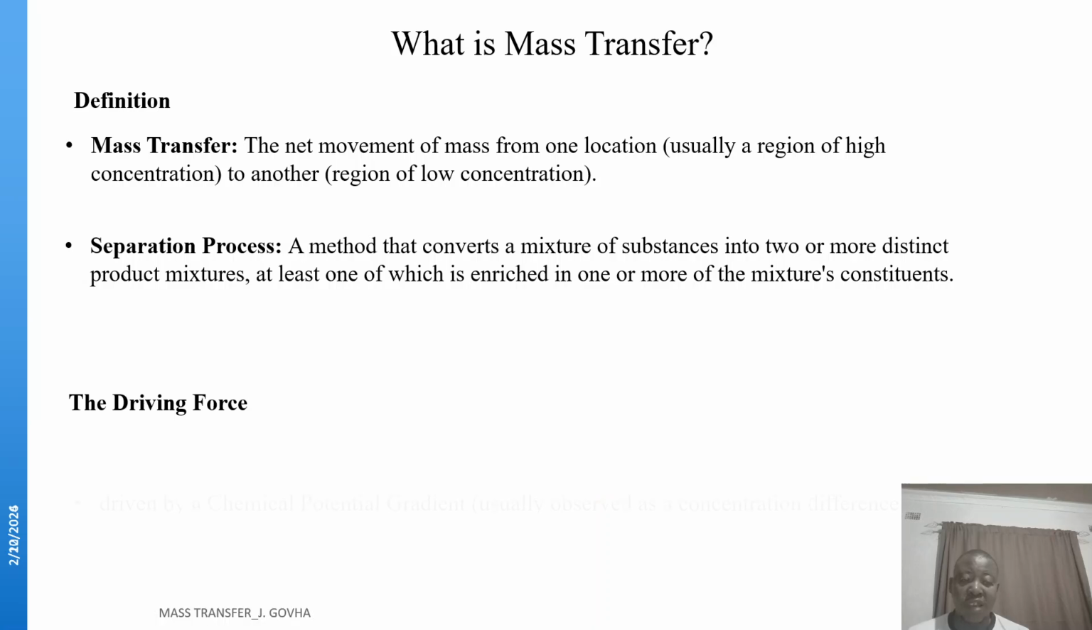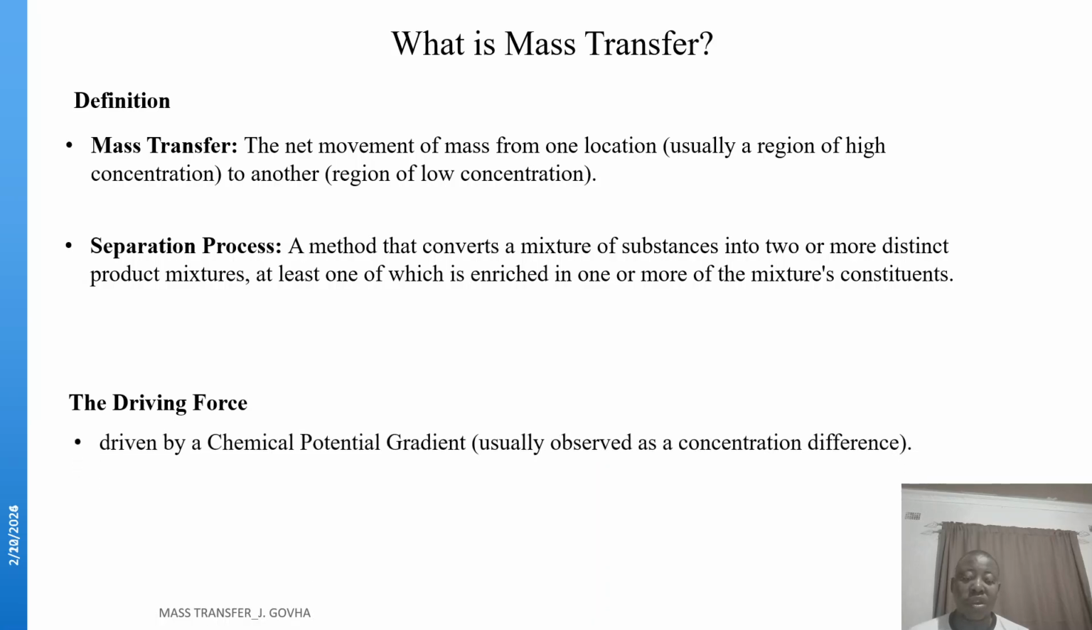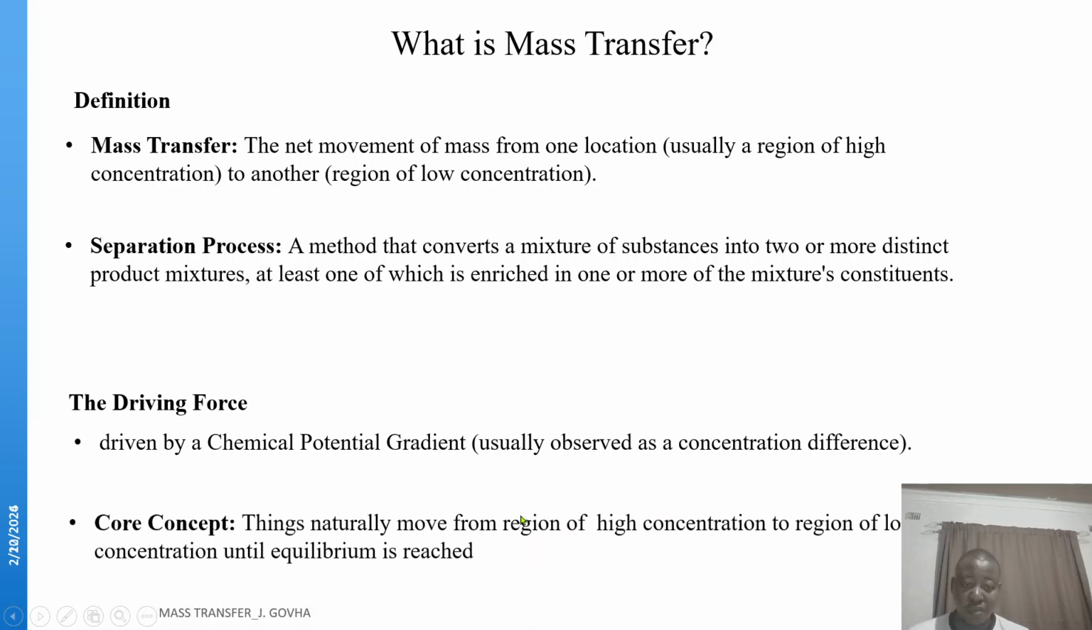So, what drives this mass transfer? We need a chemical potential gradient, and this is normally our concentration gradient, and it's what will be used in most of the applications you would see in this course. So, as already alluded to, things naturally move from high concentration to a region of low concentration until equilibrium is reached.